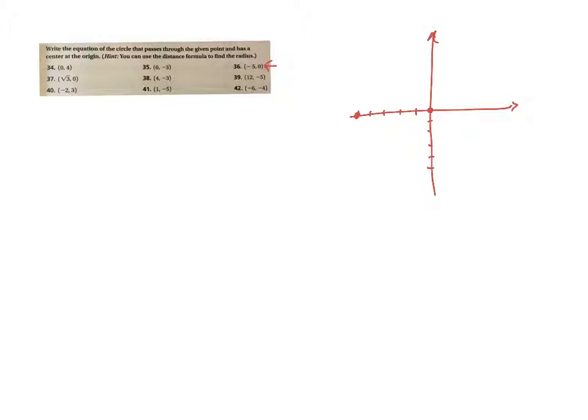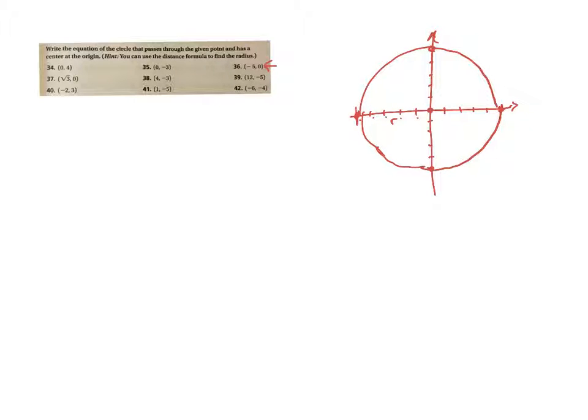So I'm going to pass through -5, and the center is the origin. I'm going to pass through here, -5, 0. And so that means that my radius is going to be 1, 2, 3, 4, 5. So that means I have a radius that is 5. And then something along, not a perfect circle, but we get the idea.